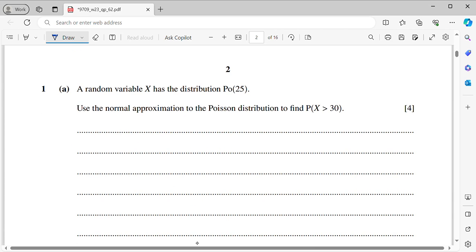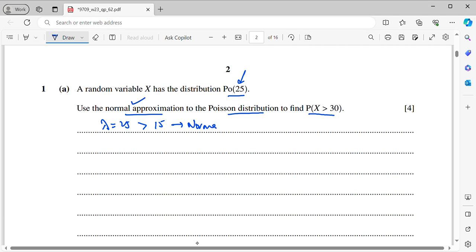Question 1a: a random variable X is Poisson distributed with mean 25. Use the normal approximation to find the probability that X is greater than 30. From here we know that lambda equals 25, which is greater than 15. Therefore, we need to use the normal approximation.